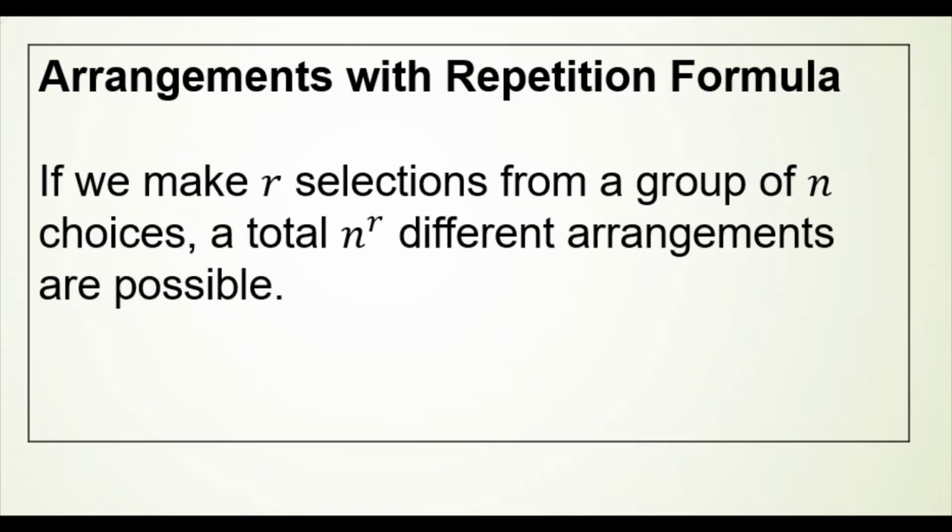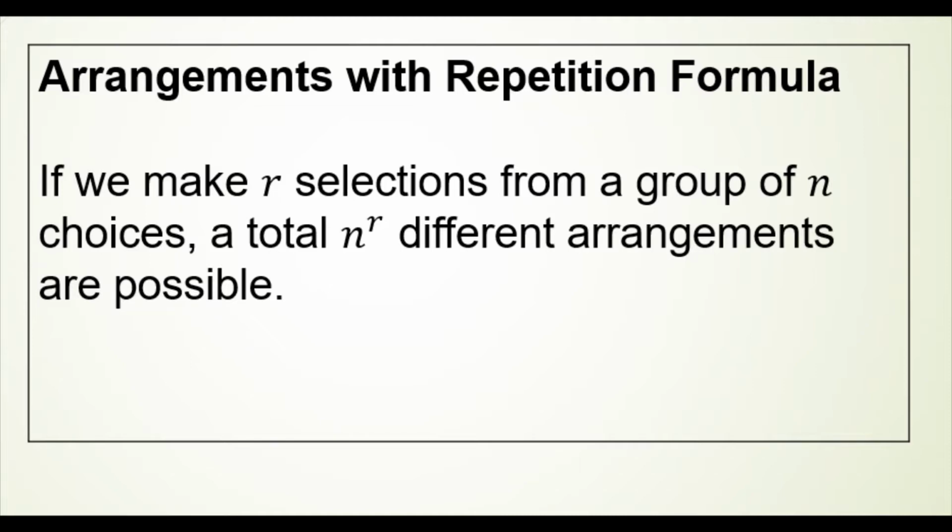And the formula for arrangements with repetition is pretty straightforward. This is essentially just the multiplication rule that we learned earlier. Remember, we talked about how many different outfits could we make if we had 5 different shirts and 3 different pairs of pants and 4 different pairs of shoes. And we said we just multiply them together, 5 times 3 times 4. Well, it's the same principle here.